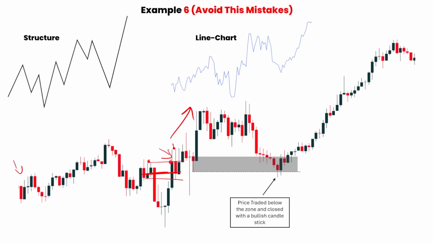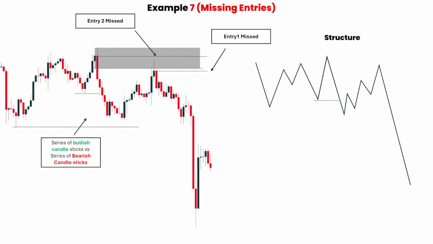Even here around this area, we have this zone. Price came like this and then closed with this bullish candlestick. That does not trade below this demand zone here. That's why you see the market moving to the upside. So that is why we need a confirmation candlestick, so that we can at least do something better with our trade analysis. So let's move on with this example 7.